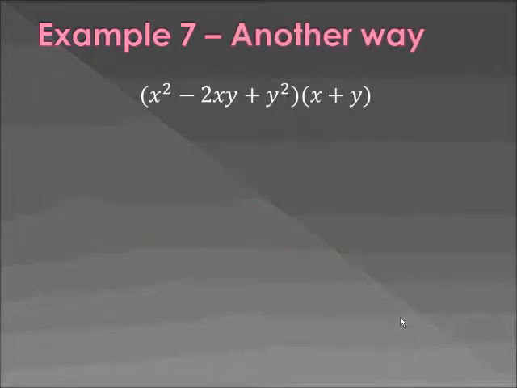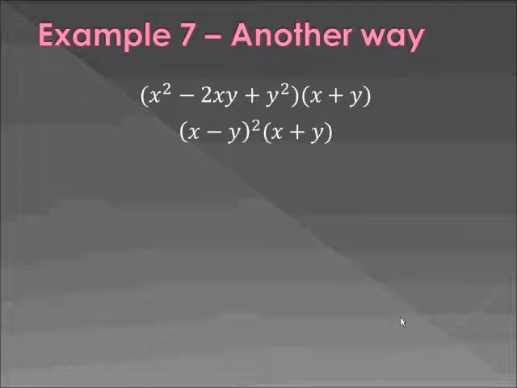Now, this isn't the only way to do this problem. There's another way to do this. You might have noticed that x squared minus 2xy plus y squared is a special product. It is actually x minus y squared, and you are going to have to be able to identify those in both directions. Not only identifying and being able to multiply perfect square binomials, but also identifying them in problems and putting them back in perfect square form.